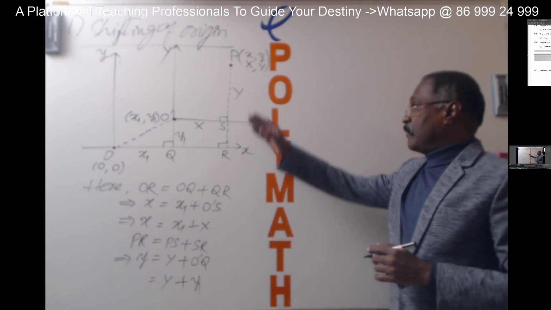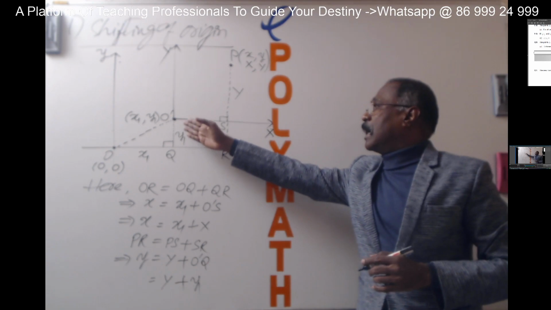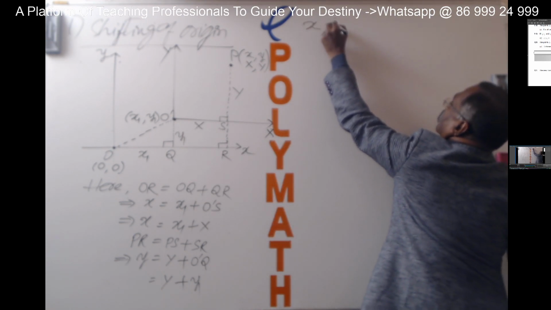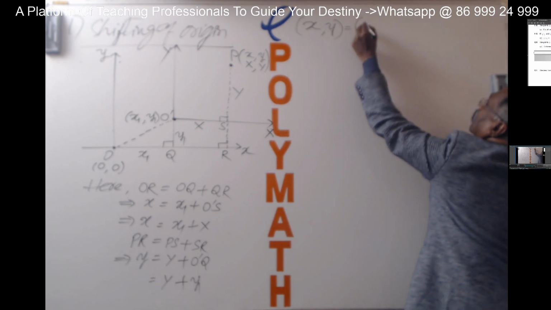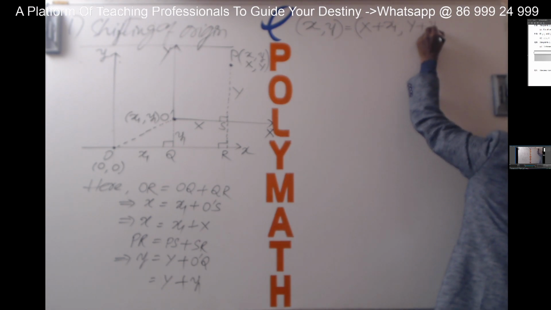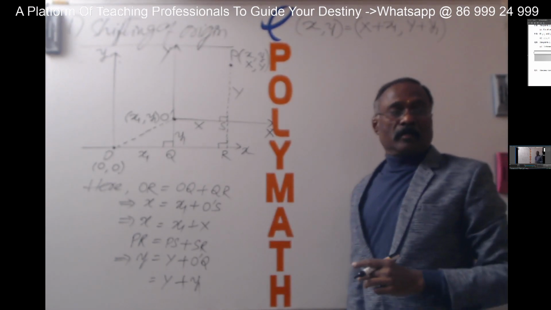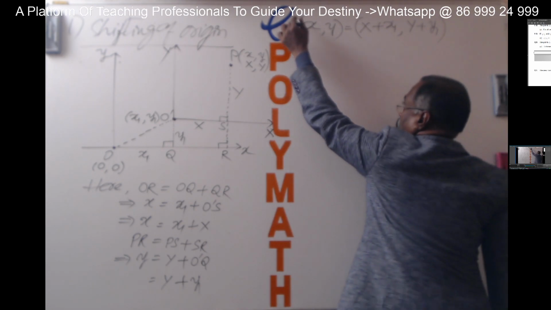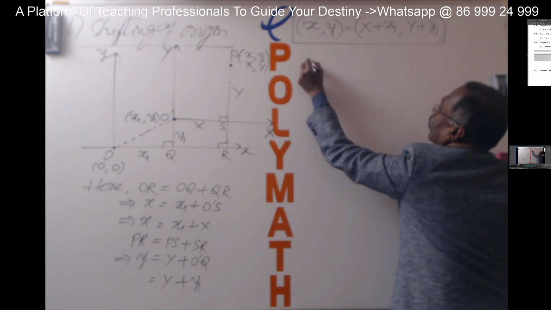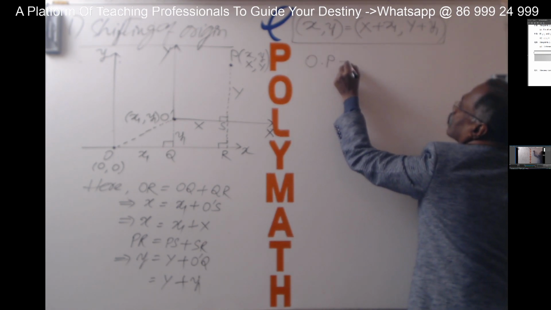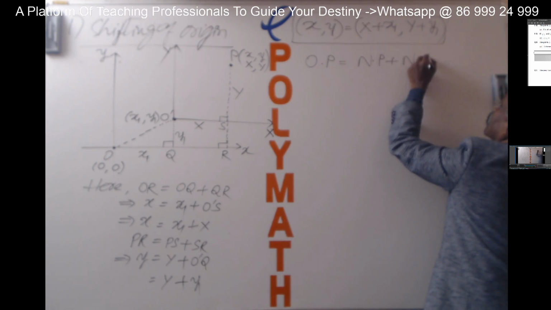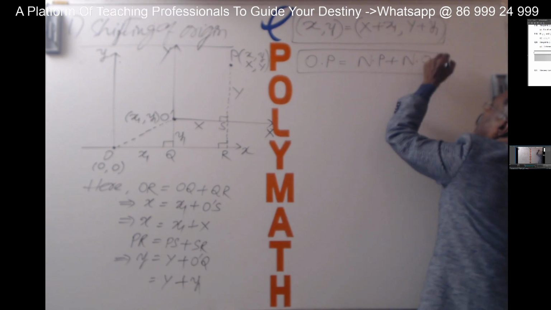So what is the relation between these three: small x, small y, capital X, capital Y, and x1, y1? Small x comma small y is equal to capital X plus x1 comma capital Y plus y1. This is the relation between these three, that is, original point is equal to new point plus new horizon, to remember easily.